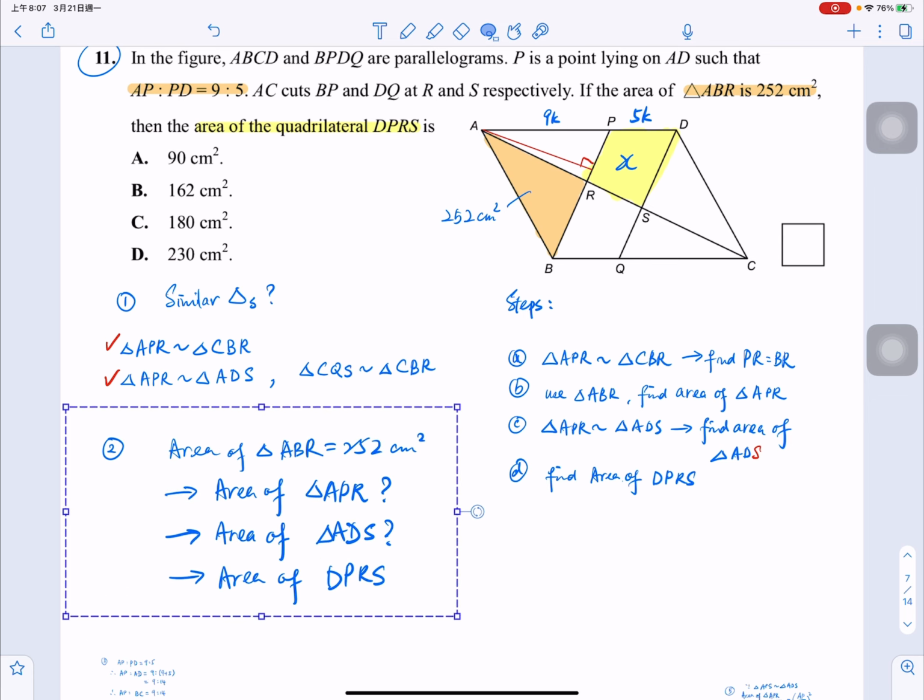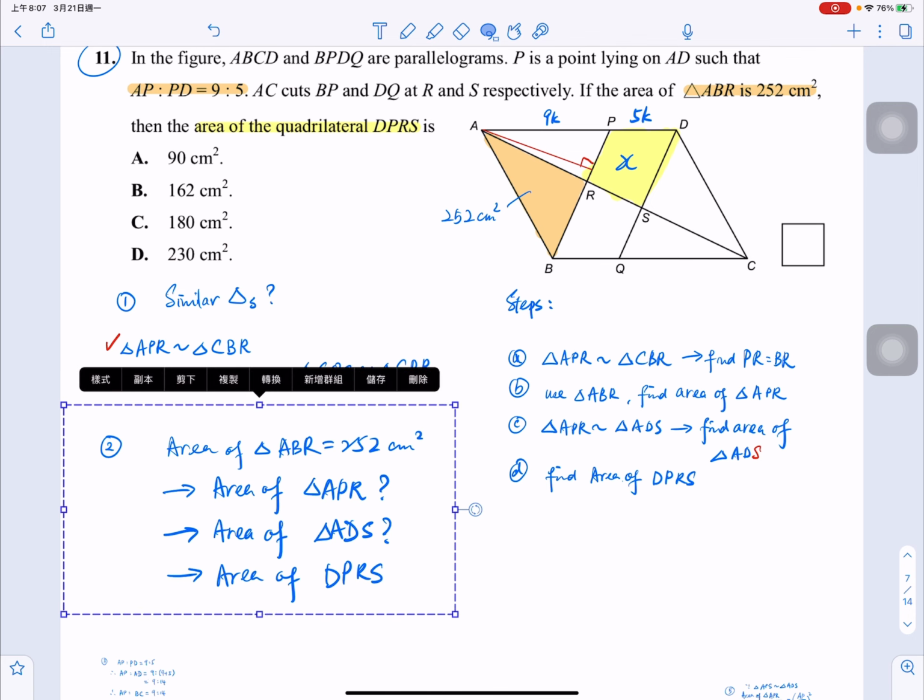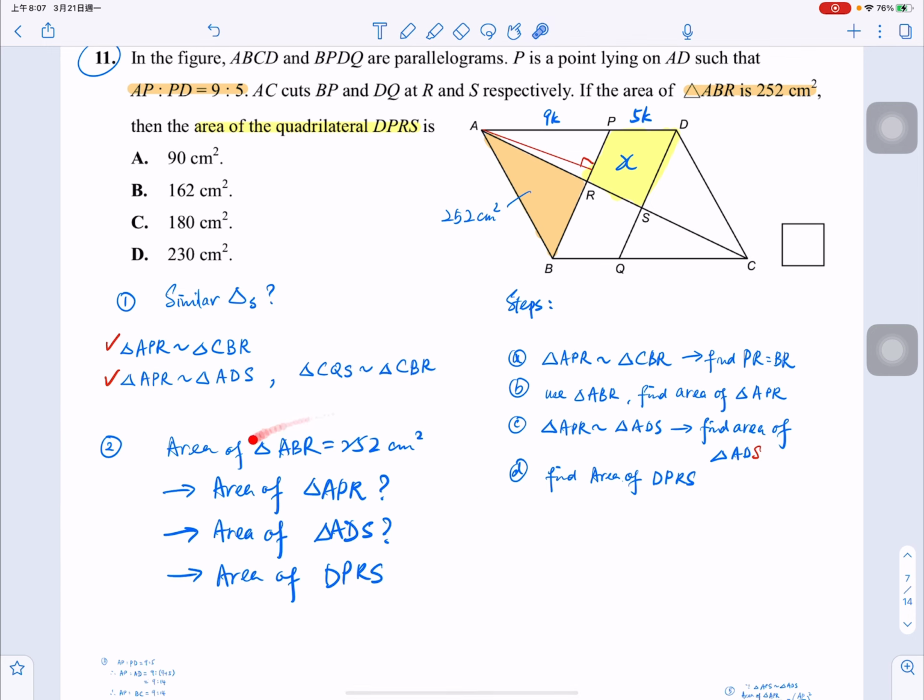So now let's try. Now here we'll have the area of triangle ABR. Let's try to find APR. Again after that try to find ADS. After that find the area of this quadrilateral.